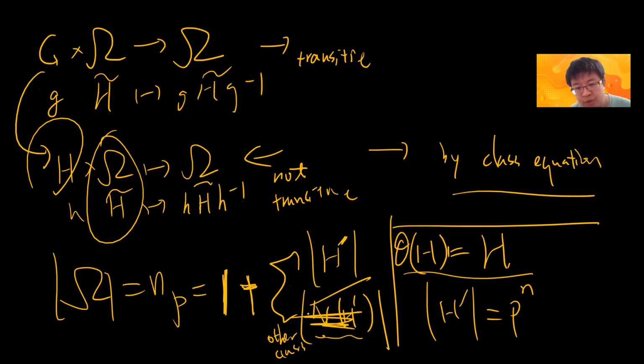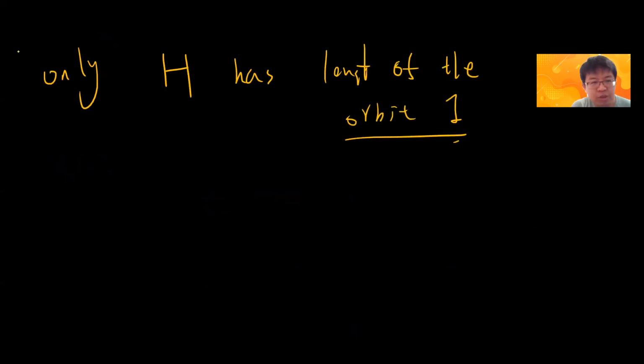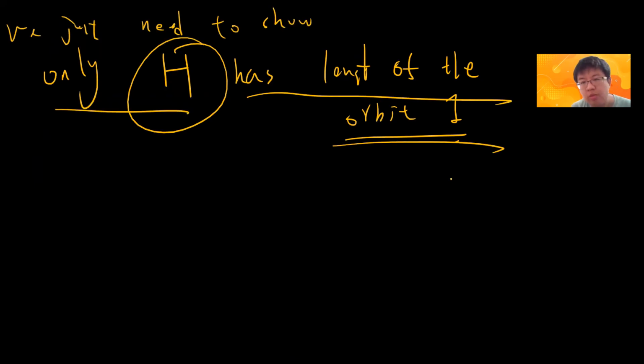If we prove this, then every other term contains something like P to alpha, where alpha is greater than 0. Then once you divide by P, there will be remaining only this one. So NP will be 1 mod P. So we just need to show that only H has an orbit of length 1.